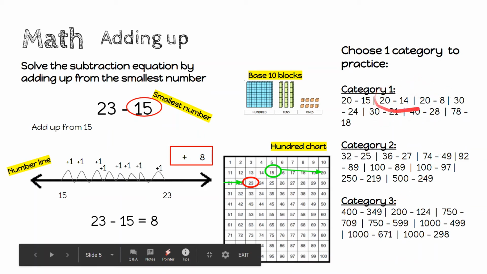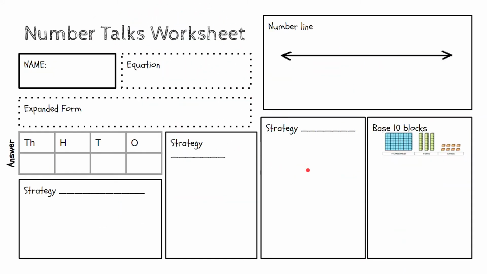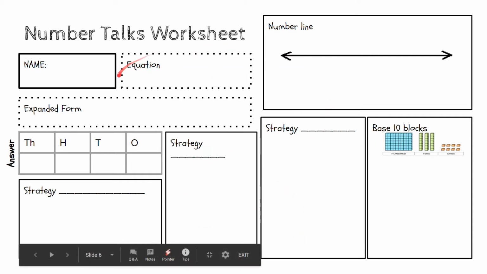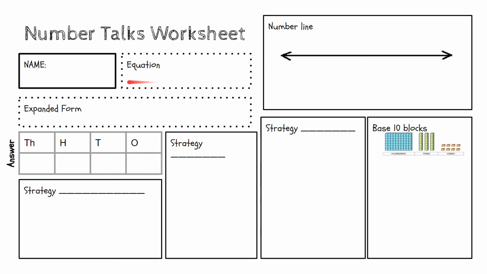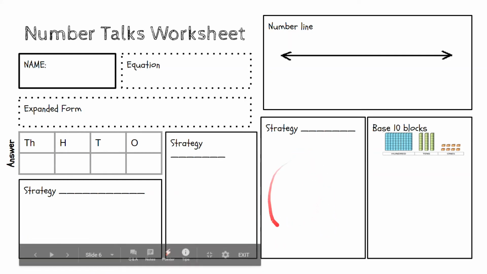But make sure you're comfortable with the numbers you're using. You want to make sure that you understand the strategy. When you pick an equation that you want to work with, you can write your equation right here on your Number Talks worksheet. Write it out in expanded form and make sure you write your name. And then you can show me on a number line. You can show me using base 10 blocks, and you can choose your own strategy to solve the equation. So you could use compensation, the near double strategy, making tens, using landmark or friendly numbers, whatever strategy works best for you.